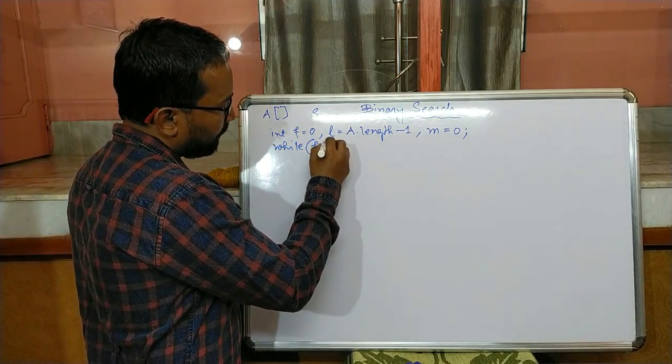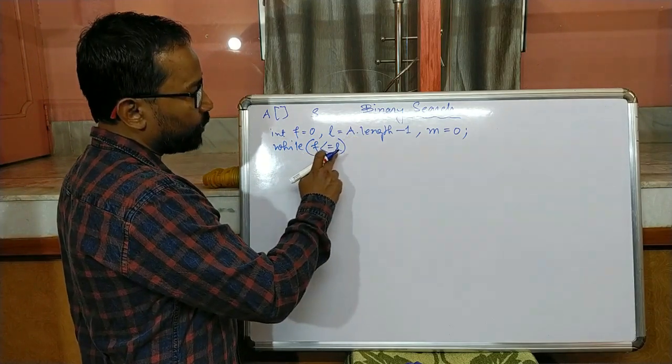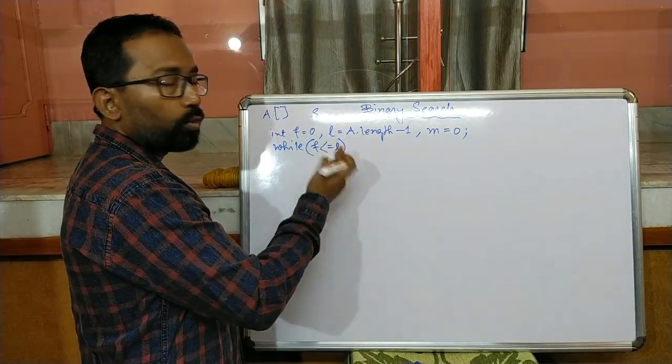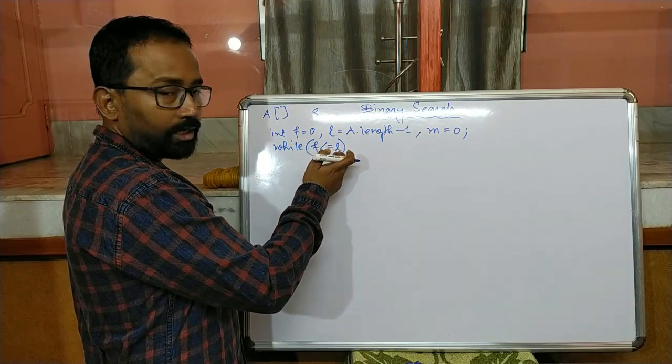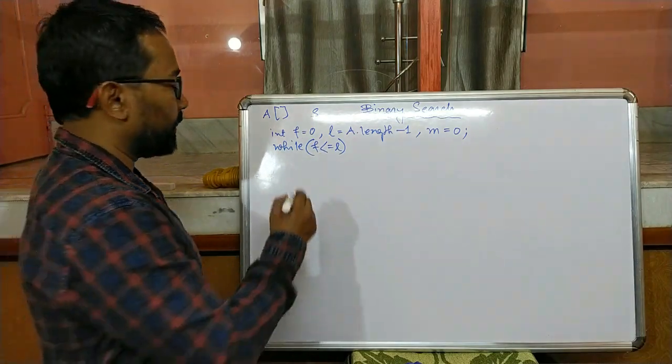While checks whether F is less than or equal to L or not. As long as the first index holds a value less than or equal to the last index, the loop will continue. When F becomes greater than L, the loop will terminate and we will come to know that the value is not present in the array. So start the loop.